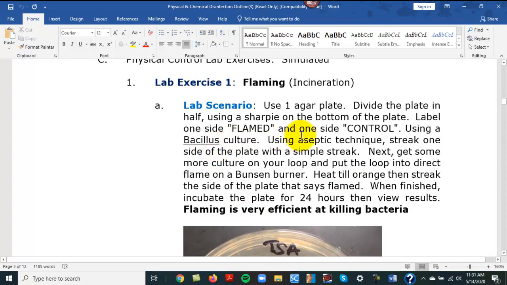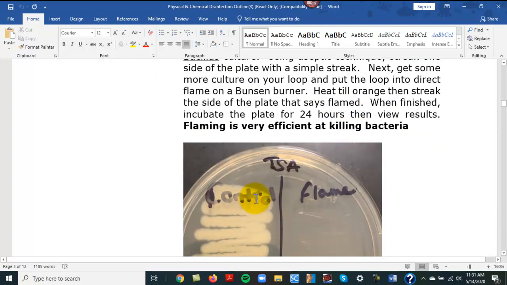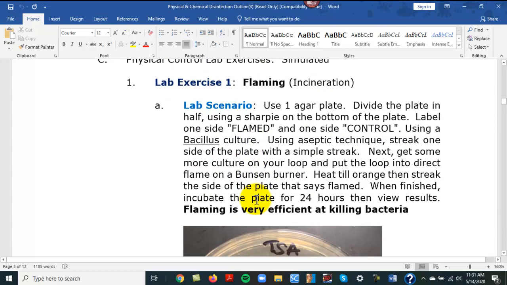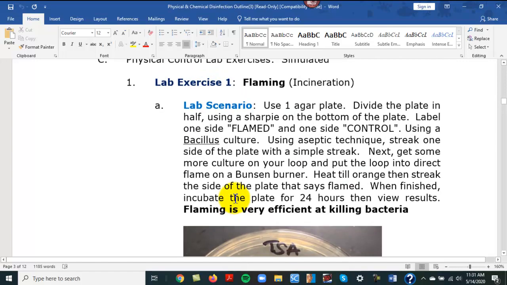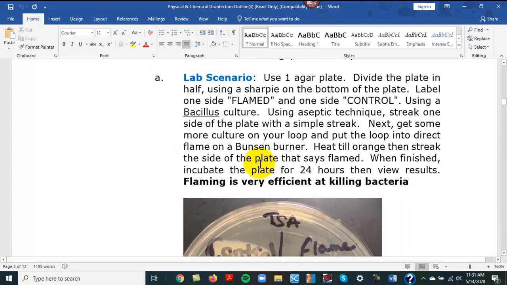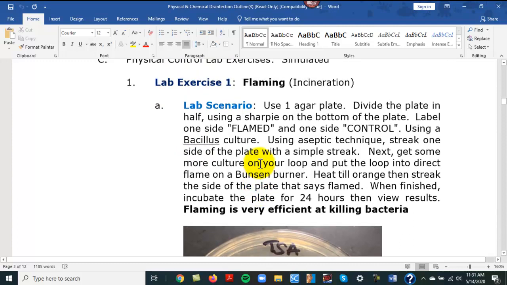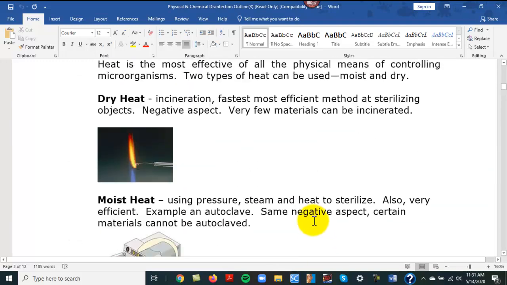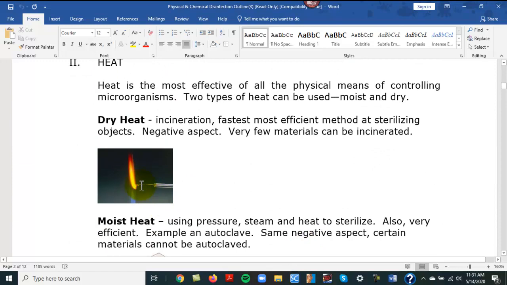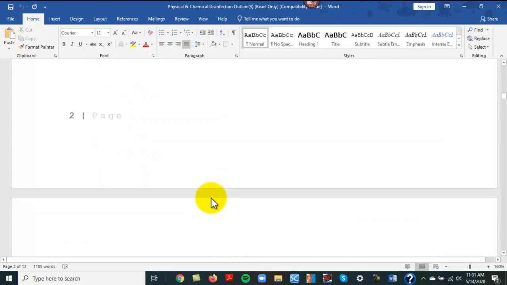It says label one side flame and one side control. This was the control side. You're just wanting to see if you have an organism that can grow. Okay, the next part, so you would streak this side first. The next part, you would take the same culture of Bacillus. You would get some culture on your loop. Same thing. You might do aseptic technique, heat the barrel, get some culture. But before you streak the plate, you would stick the loop into a flame and burn it first.